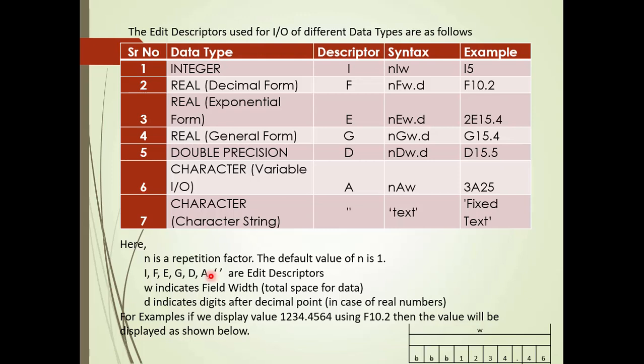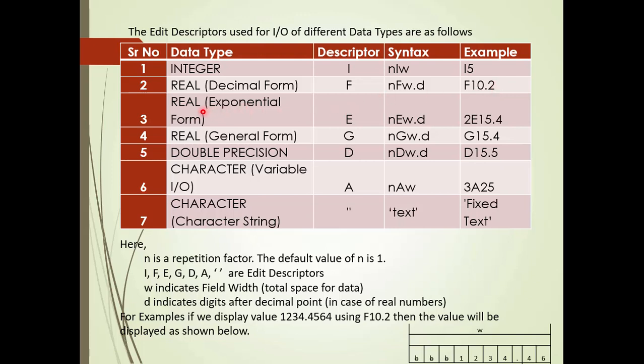Then w indicates the field width, that is the total space for the data, and d indicates the digits after the decimal point. In case of a real number, if you want the real decimal form, then the edit descriptor is F and the syntax is nFw.d. For example, F10.2 means this is a real decimal form with 10 spaces in total and 2 digits after the decimal point.